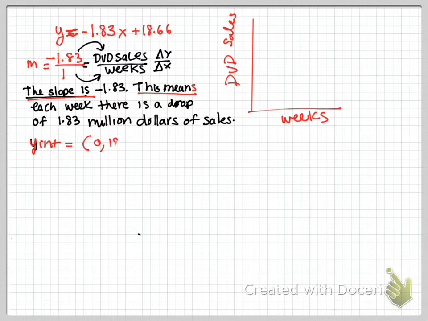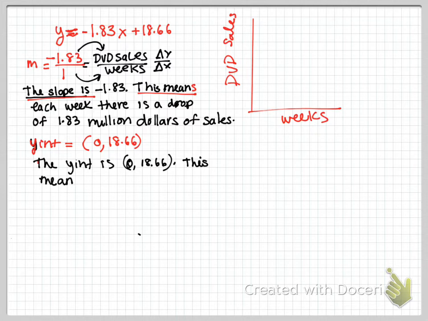Okay, so again, same protocol. The y-intercept, you should be writing what I'm writing. What do I write, guys? The y-intercept is 0, 18.66. What do I say? This means that, that's today. 0 weeks from now, that means that now the DVD sales have gone down 18.66 million.